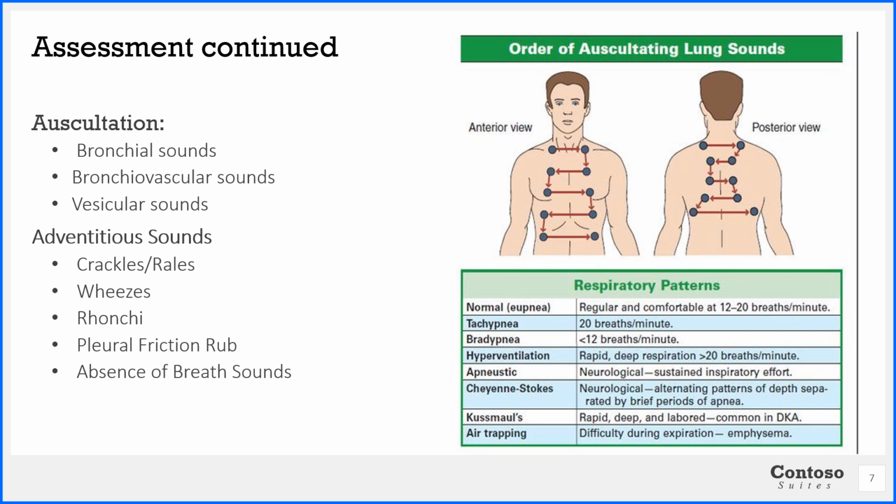These are also some breath patterns that I think are pretty cool that you might need to know. Normal, tachypnea, bradypnea, hyperventilation. That's when everybody says, I'm hyperventilating. It's rapid, deep respirations, with the respiratory rate above 20. So it's pretty easy to hyperventilate, especially when you're not feeling good.